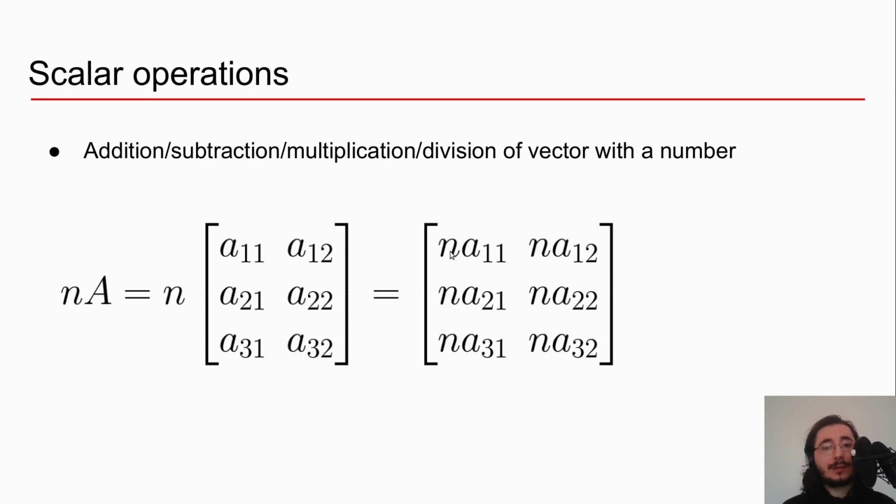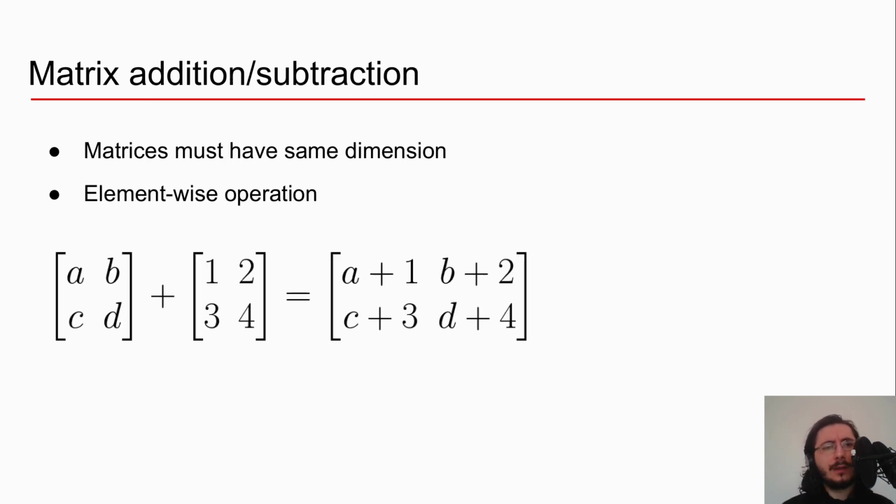So the new matrix is, for example here, in row 1, column 1, n times a11, then we have n times a12, and so on and so forth. So it's super simple. Same thing with subtraction, addition, and division. We do the very same thing here.